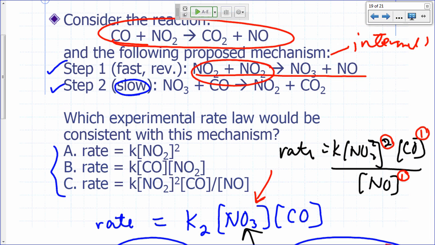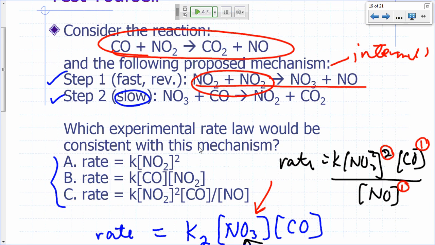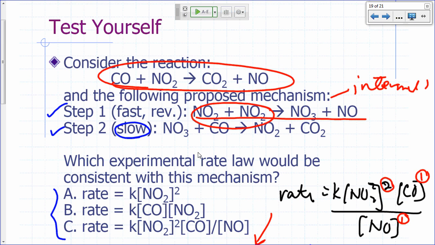It's -1. Here you have a special case of a reactant, a product, NO is your product, that slows down your reaction. As you're forming more NO, it's going to slow down the reaction because that denominator is going to get bigger.